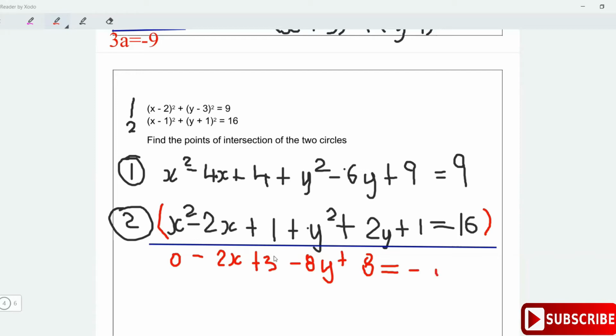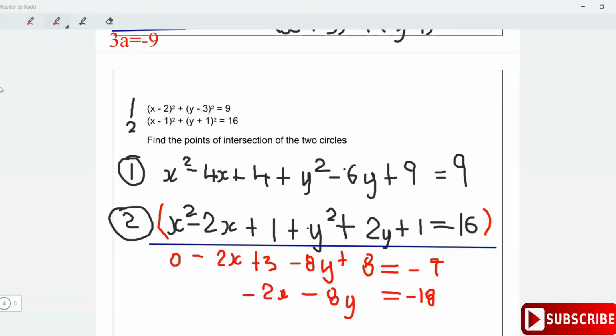So now bring all the numbers to one side. Your 3 and your 8 is 11. 3 plus 8 is 11. Then we'll bring over the 11 to this side and we get minus 7 minus 11. That's minus 18. And we have minus 2x minus 8y equal to negative 18.